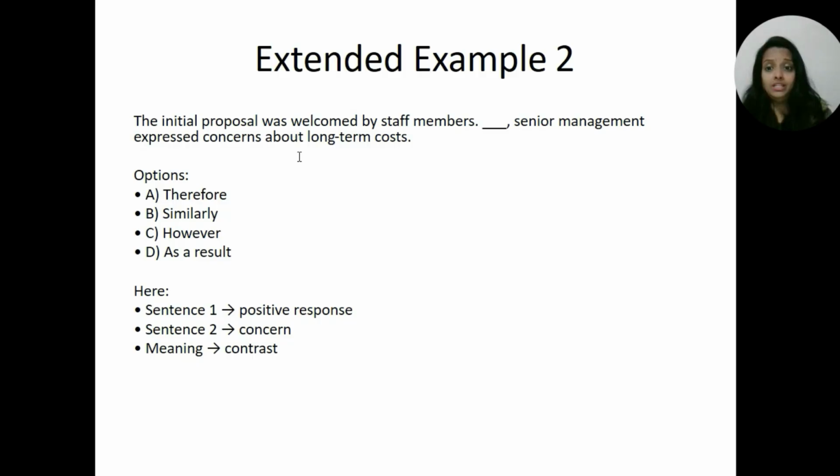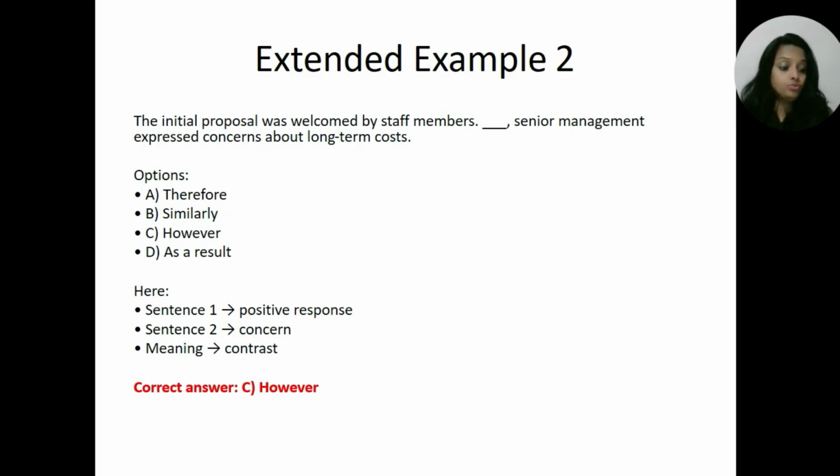That means it should be a contrast. So what are the words given here? Therefore, similarly, however, as a result. So what would be the right option when we talk about the contrast? Easy, right? However, that's the right option. So you have to think in this way. What you need to remember is logical connectors control the meaning. Grammar alone will not save you. So you need to always identify the relationship first and the word second. In that way, you can identify the correct word.